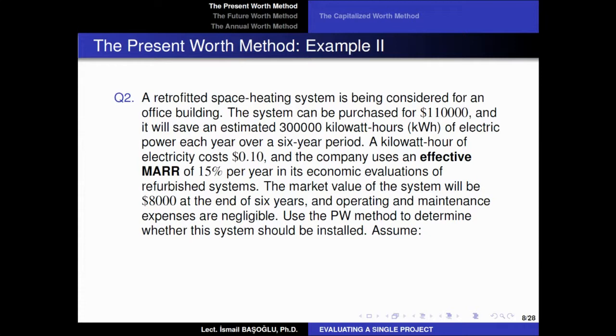Now, the initial investment cost is very large. However, every year that it is used for 6 years, every year we are going to make 300,000 kilowatt hours of savings. Each kilowatt hour is introducing 10 cents of saving to us. Okay. Now the effective minimum attractive rate of return is 15% per year. And the market value of the system will be $8,000 at the end of 6 years.